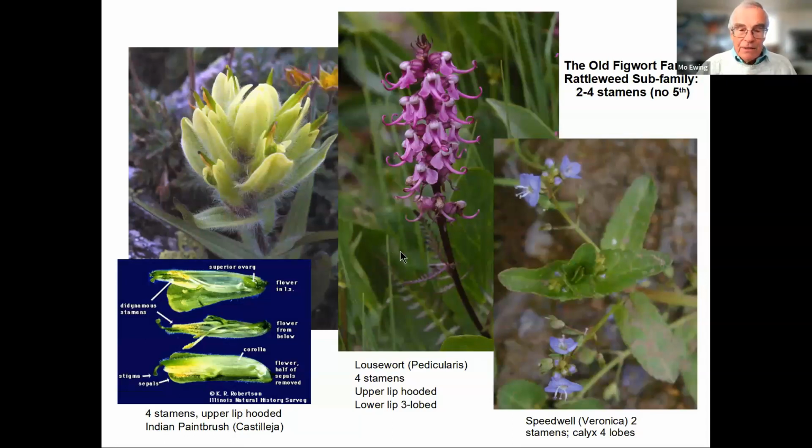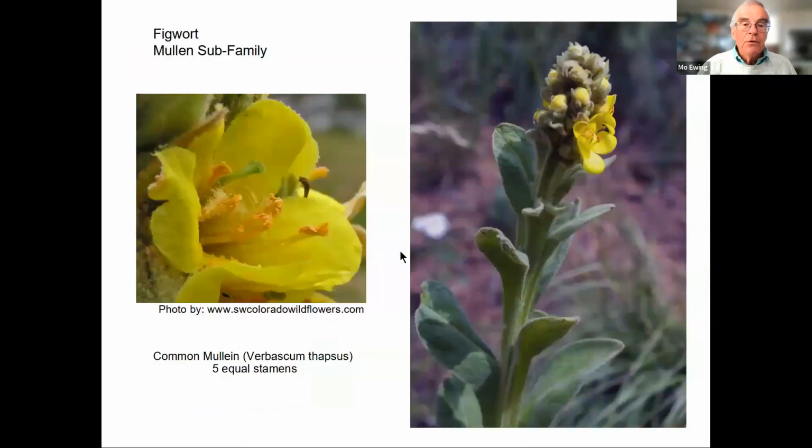Okay, so this was the second subfamily, and then the third subfamily was the mullein subfamily. This damn thing keeps coming back. I floated.